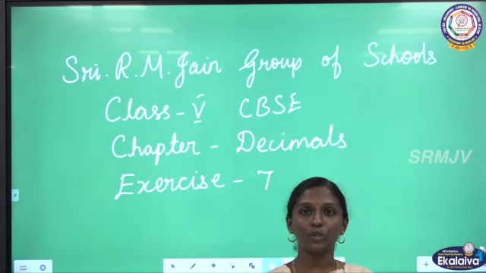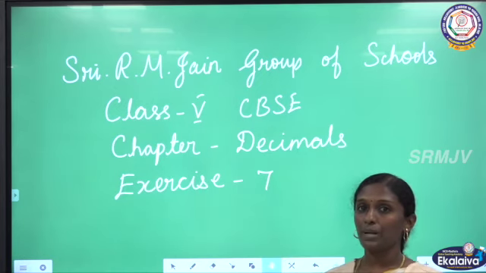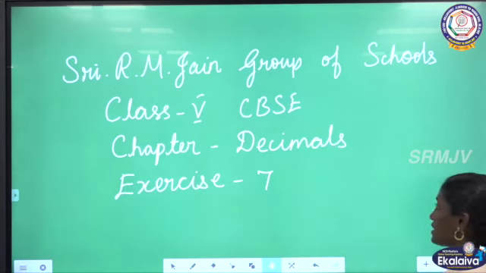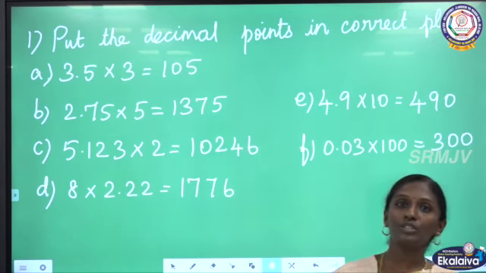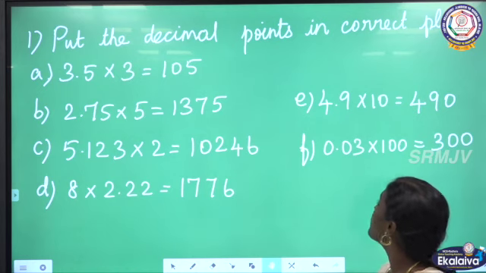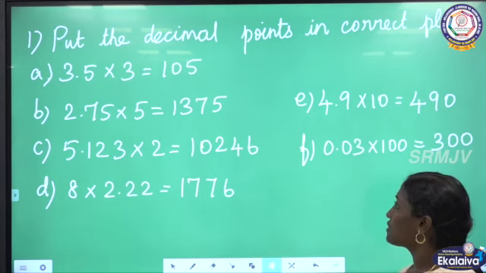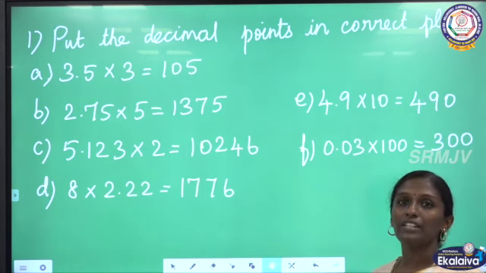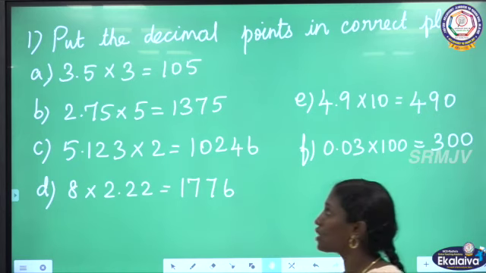Today we are going to do the problems in exercise 7 from the chapter decimals. In this exercise you are going to learn to multiply the decimal numbers. Okay, the first question, put the decimal point in correct places. Here already the answer is given. In the answer we are going to mark the decimal point alone.